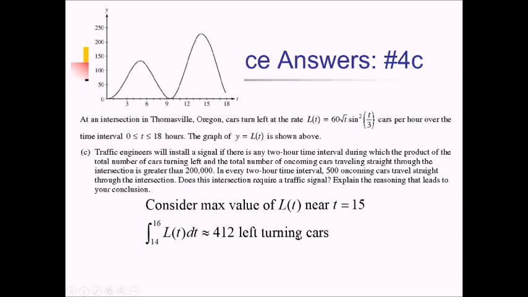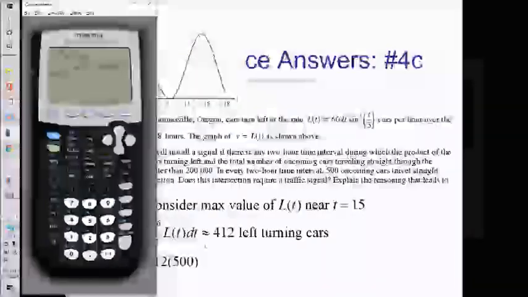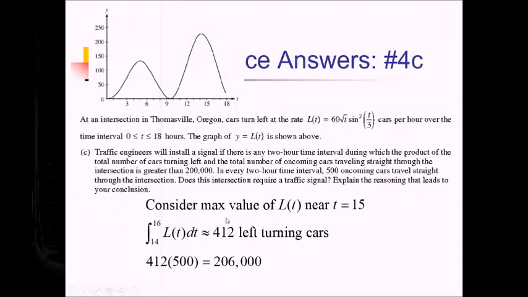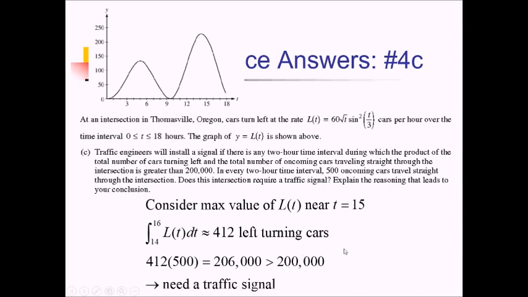Now they said that we're going to need a traffic signal if the product of this number, the number of cars turning left, and the number of oncoming straight going cars, is greater than 200,000. So we're going to multiply 412 by 500. And if we do that on the calculator now, 412 times 500, that comes out to 206,000. 206,000 is greater than that threshold of 200,000. So that tells us that we definitely are going to need a traffic signal at this intersection.